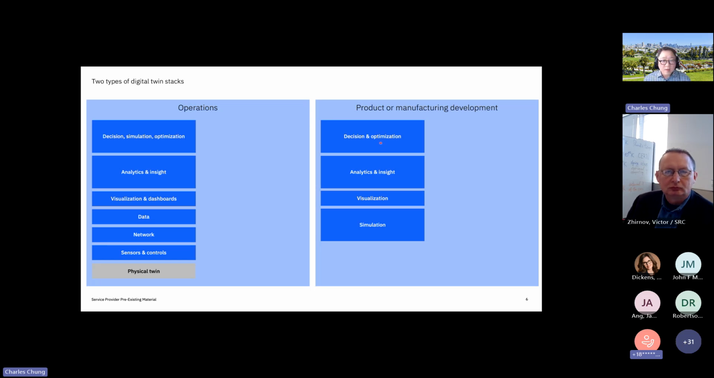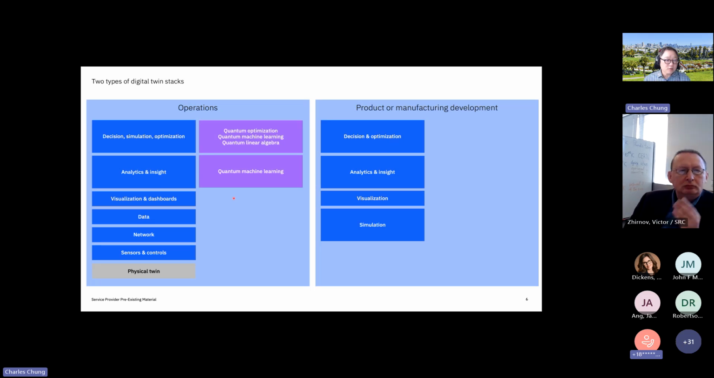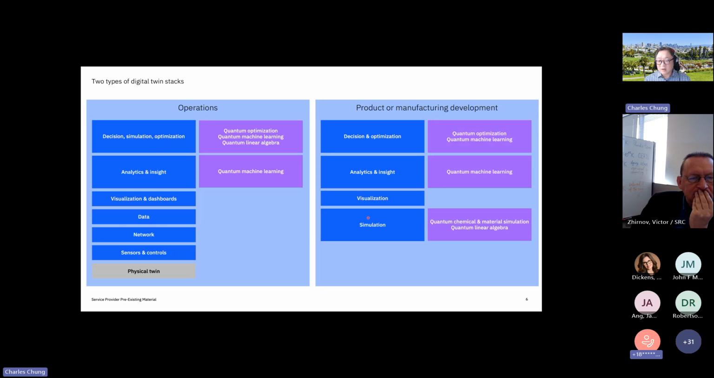Where these four quantum application areas can apply is in the operational stack. I see quantum machine learning being able to help with driving analytics and insight in the data. And I see quantum optimization, machine learning, and linear algebra operating at the decision, simulation, and optimization layer here. On this side, I see the simulation layer being accelerated by quantum algorithms in chemical and material simulation and in linear algebra. And in the analytics and insight, again, quantum machine learning, and in decision and optimization, again, quantum optimization and quantum machine learning.